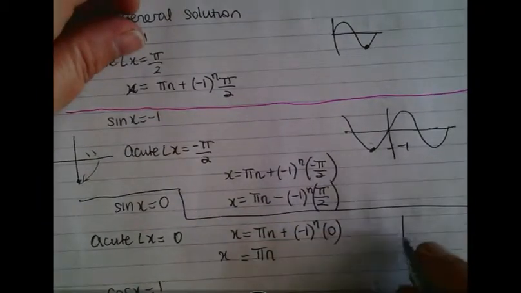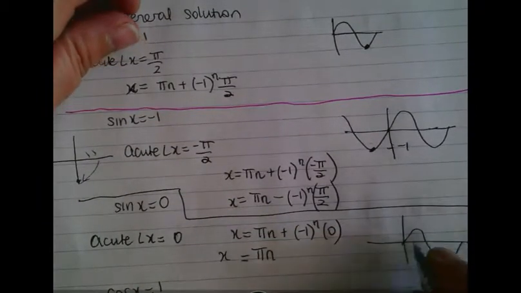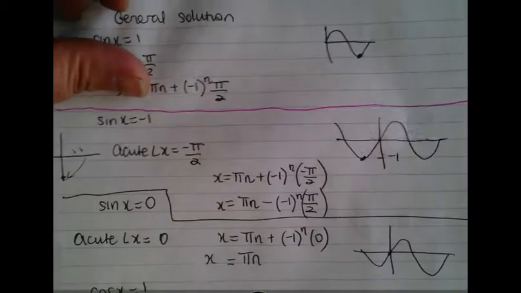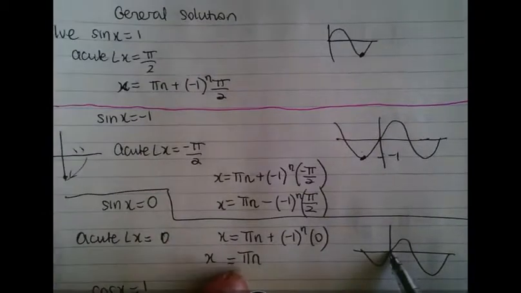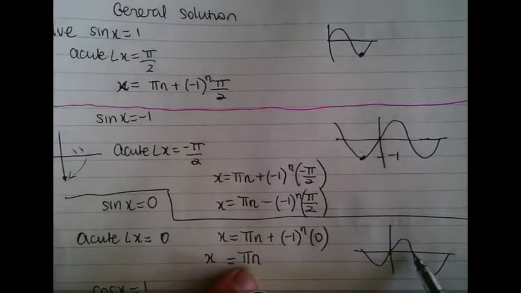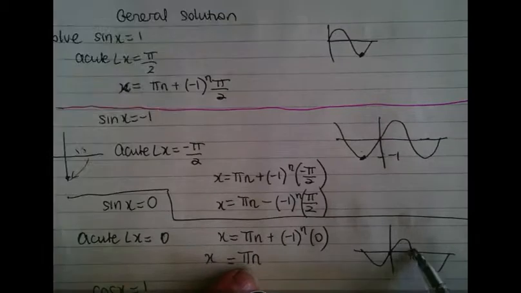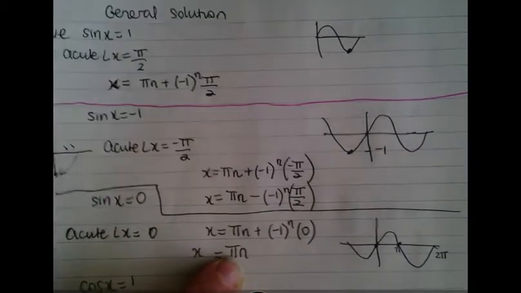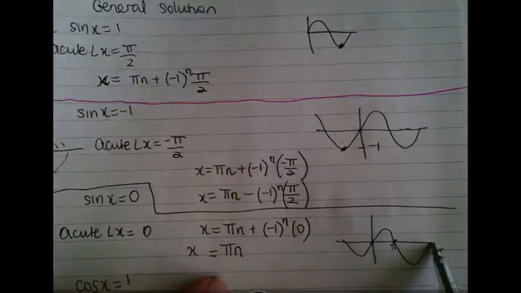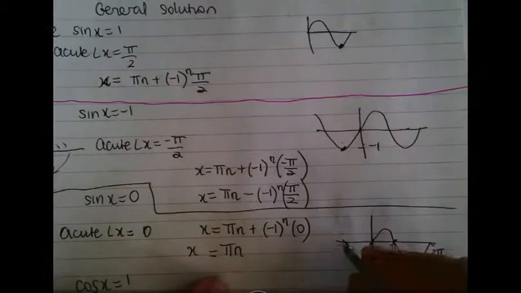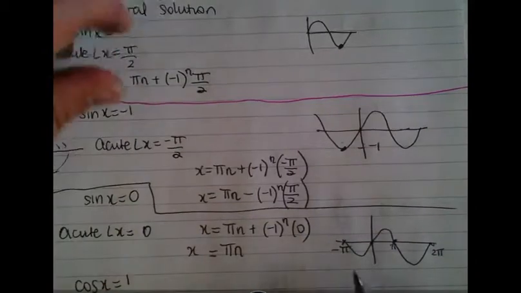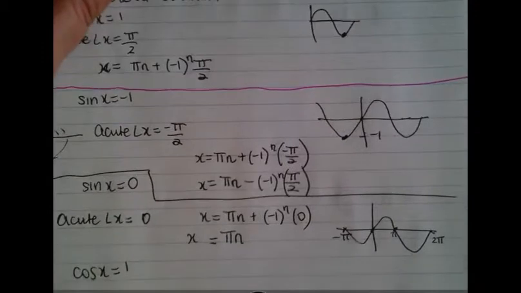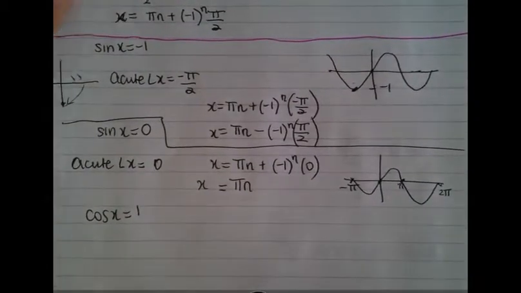Let's see if this makes sense. Here's my sine curve. Let's look at what n is. When n is 0, sine of 0 is 0. When n is 1, sine of pi is 0. When n is 2, sine of 2 pi is 0. When n is negative 1, sine of negative pi is 0. So the general solution for sine of x is 0 is pi n.